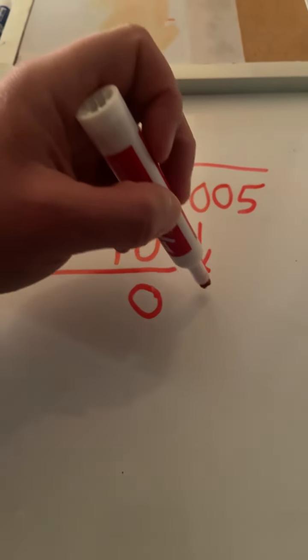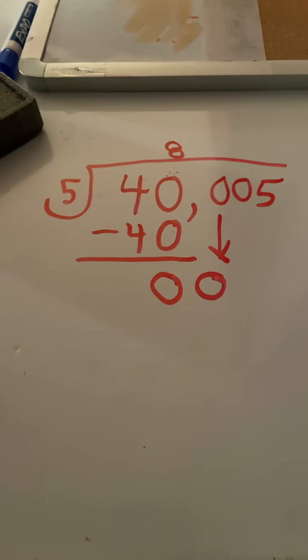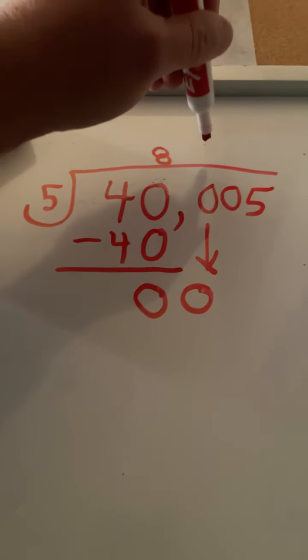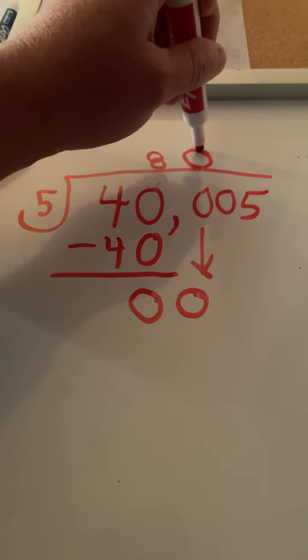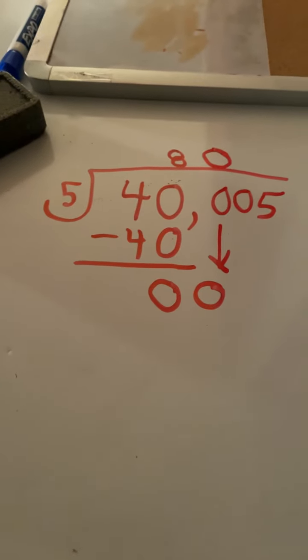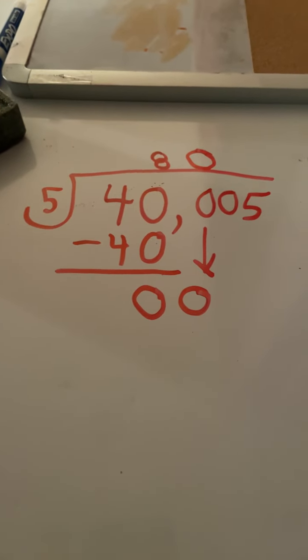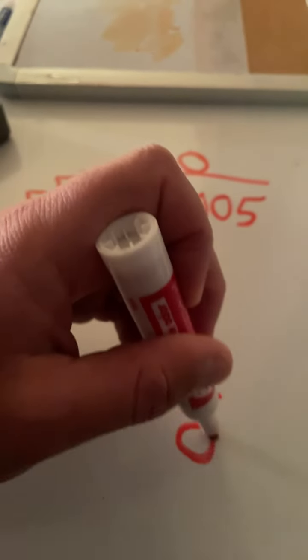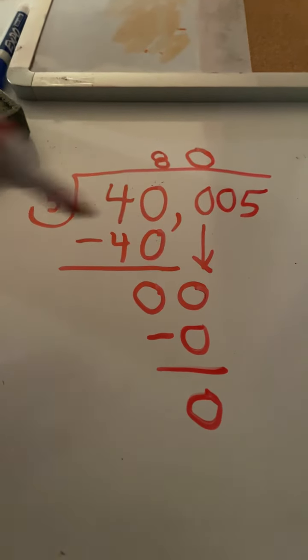Now I'm going to bring down the 0, and we still have 0. Now 0 goes into 5 0 times. 5 divided by 0 equals 0. We were not able to get any groups of 5 within 0, so 0 minus 0 equals 0. We're going to go to the next number now.